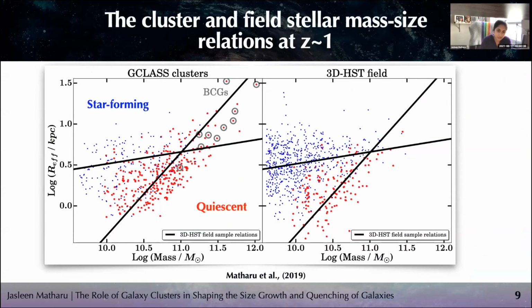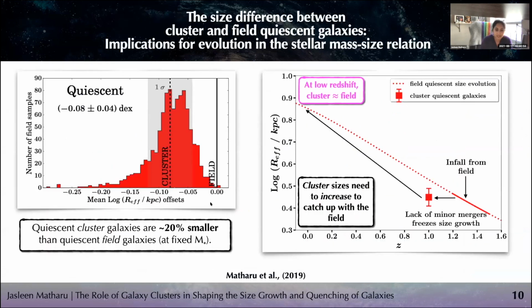So after we've got our giant sample of cluster galaxies, we can do the mass size relation measurement. And this is what the mass size relations look like at redshift 1 in both environments. And what we're going to do is calculate the size difference between quiescent cluster and field galaxies. On the left-hand side here, you can see what our result is, which is on average, we find that quiescent cluster galaxies are 20% smaller than field counterparts at fixed stellar mass.